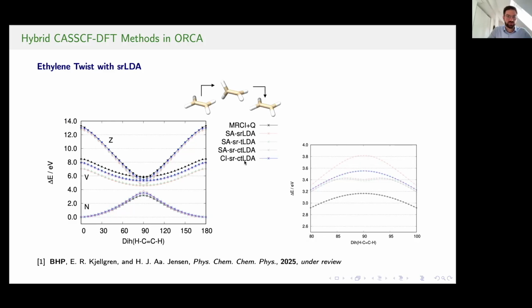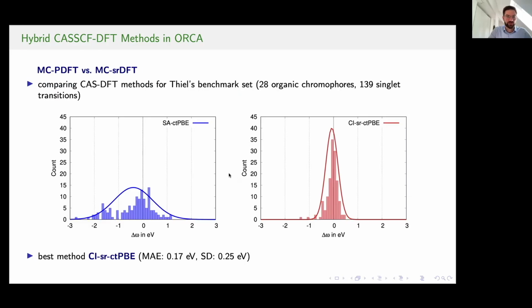If we now move from this state-average-based approach using the state-specific densities to this effective Hamiltonian approach, we basically resemble the state-specific approach for the excited states. However, we improve the curve for the ground state. So now with the effective Hamiltonian approach, we have again a maximum at 90 degrees and the potential energy curves look physically sound.